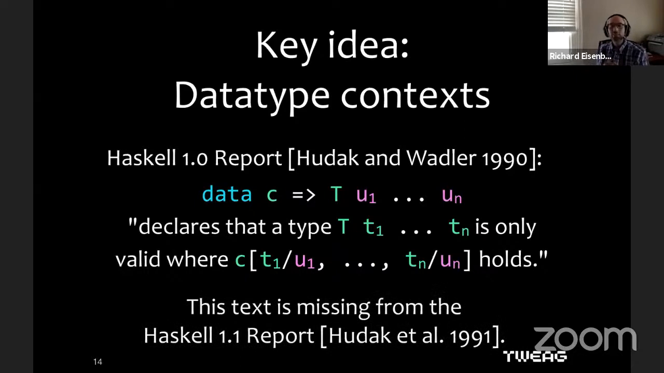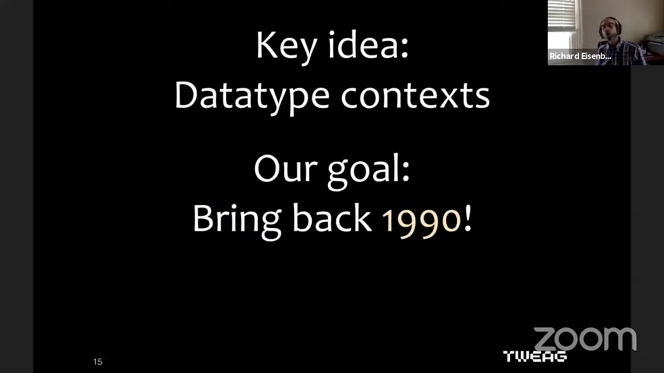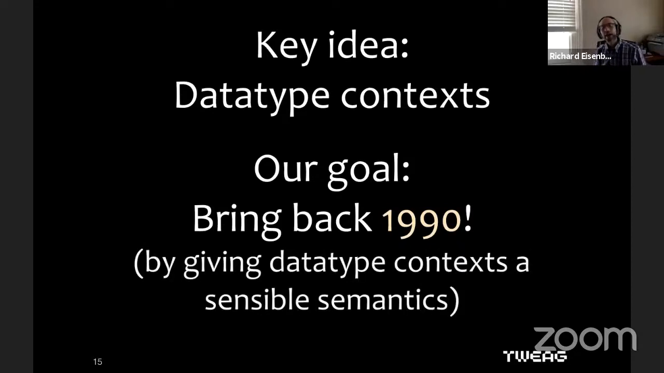Interestingly, this text is missing from the Haskell 1.1 report just a year later. And the reason for that is that the designers of Haskell couldn't quite figure out a way of making this sentence into reality. So I want to go back and bring back 1990. I want to take this idea and make it real 30 years later, and give data type contexts a sensible semantics. This has really been sitting around for 30 years, untackled.